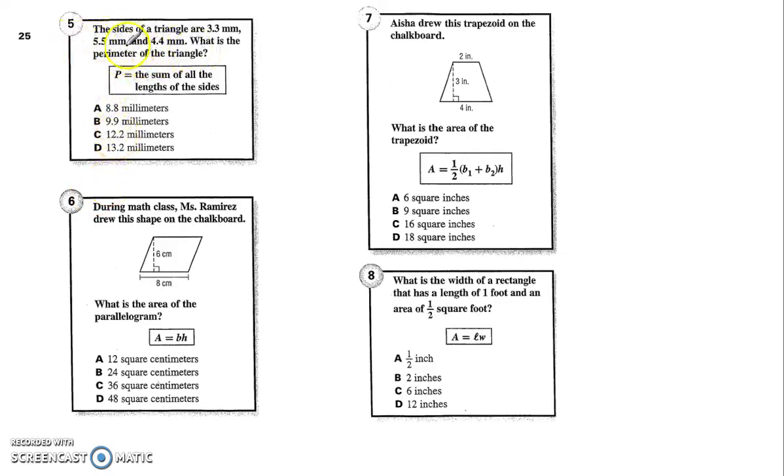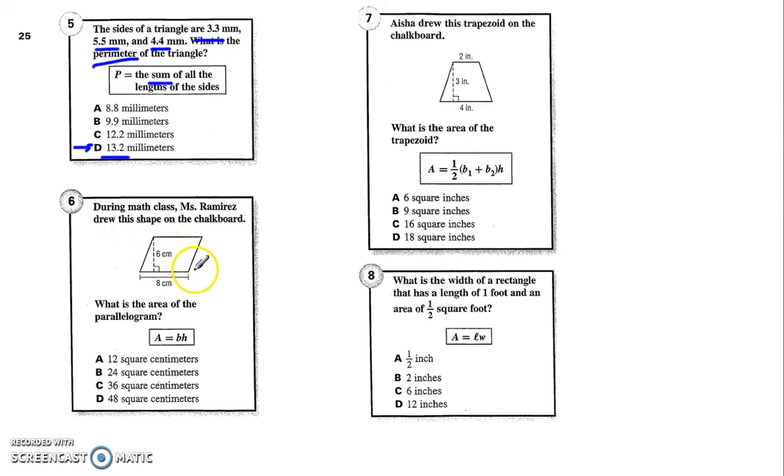Number 5. We're looking for the perimeter of a triangle. Perimeter is just adding up the sum of all the lengths. So we've got the sides of 3.3, 5.5, and 4.4. What is the perimeter? So we have to add all of these up. 3 plus 5 plus 4 gives me 12. And then the 1 carries over. That gives me, here we go, 13.2.